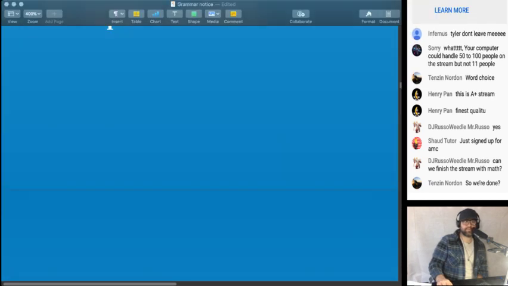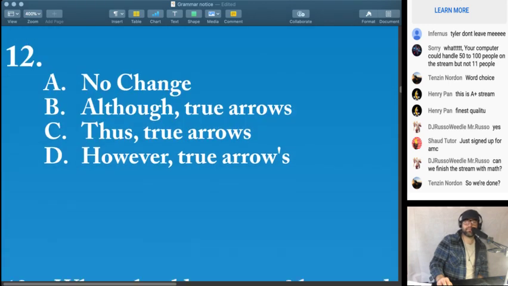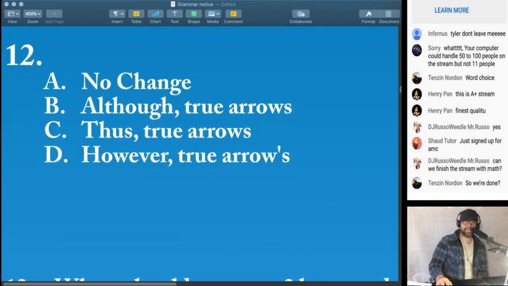All right, chill. Number 12. What is the problem with this? What are the concepts that are being tested in this problem?